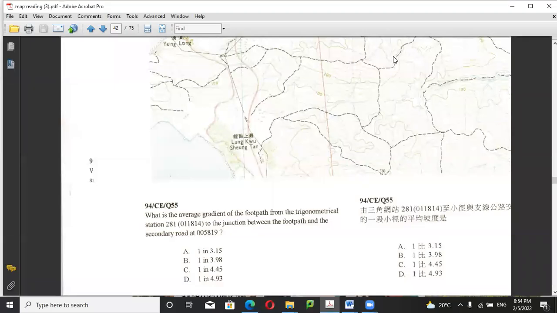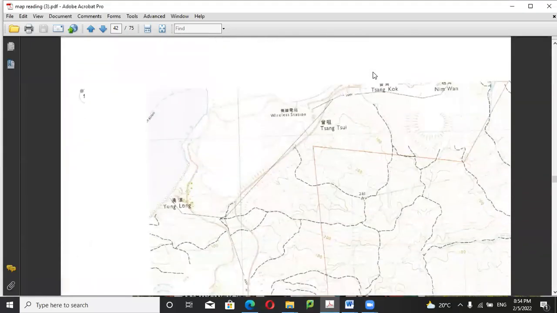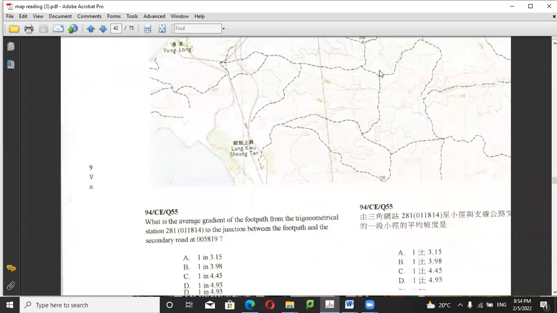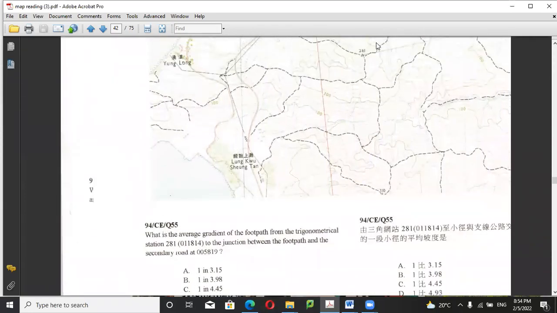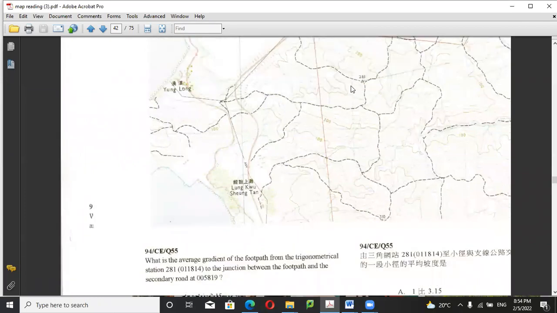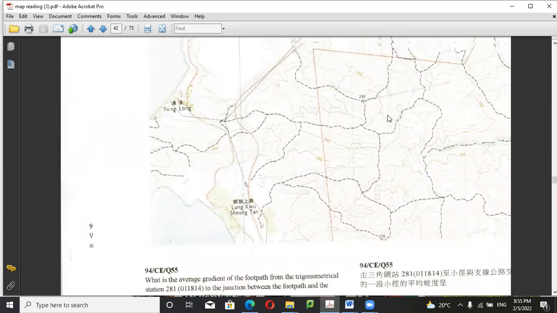Hello, this is Skill 4, map reading skill 4. This one may be really hard to comprehend because there's no line number or listing number given to you. But indeed, you can guess it.